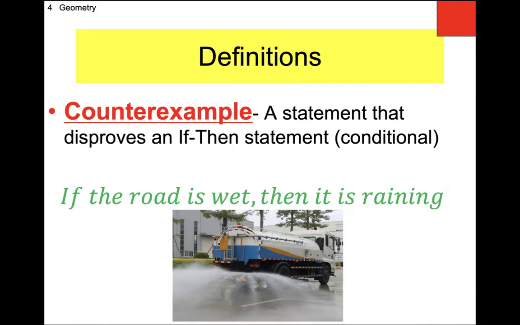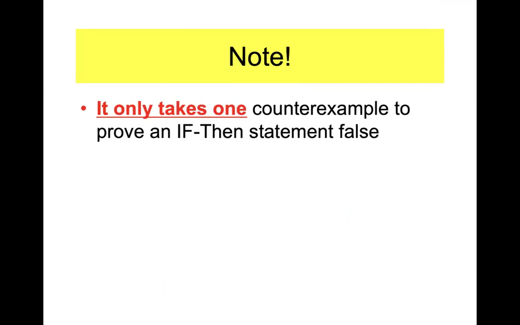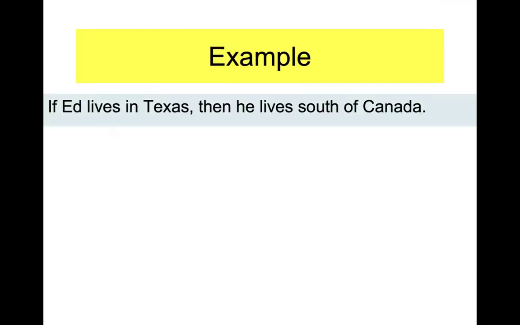So we just need one counterexample to disprove the statement. So this is not a true statement: if the road is wet, then it's raining. If it's raining, then the road is wet, is a true statement. So remember, it only takes one counterexample to disprove. Tonight for homework, we'll say disprove the statement. You just got to come up with one example to disprove it.